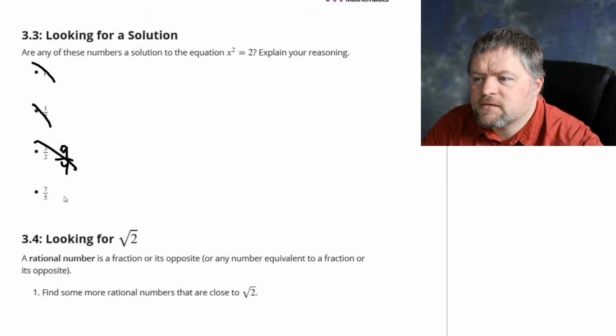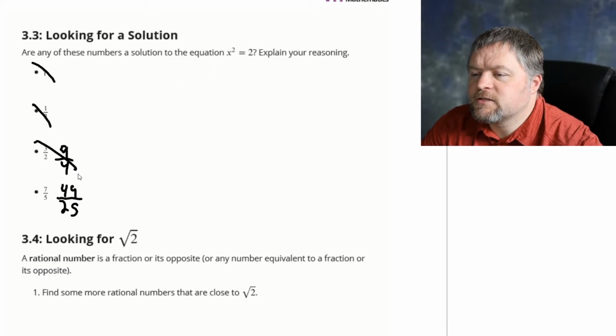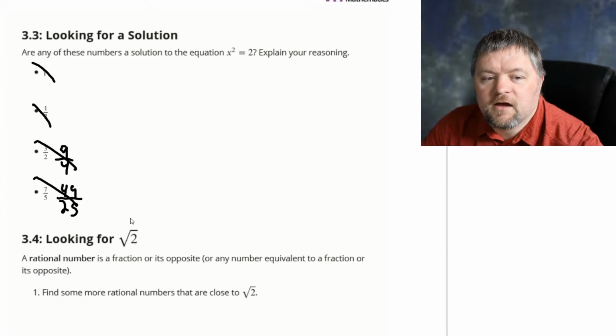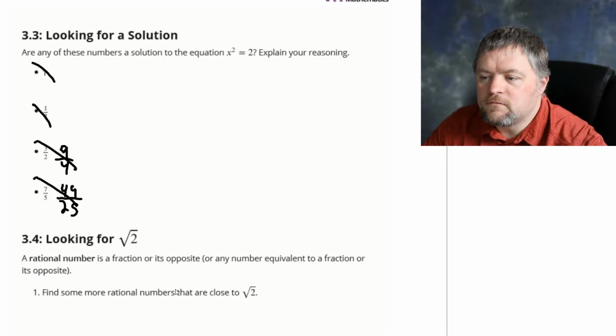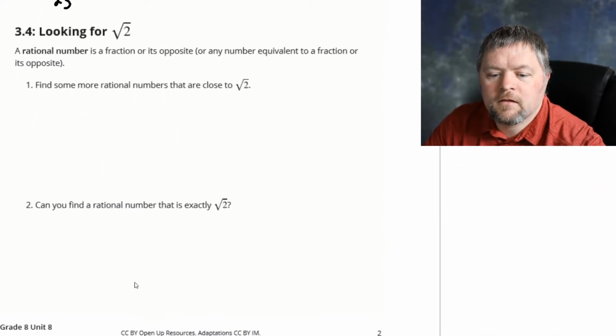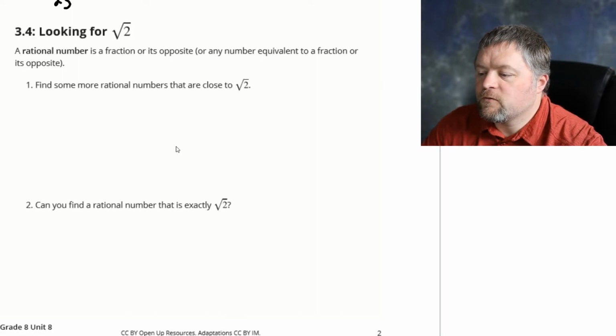7 fifths. Well, 7 squared is 49. 5 squared is 25. 50 25ths is 2. 49 25ths, it's close to 2. But that's still not 2. Looking for the square root of 2.